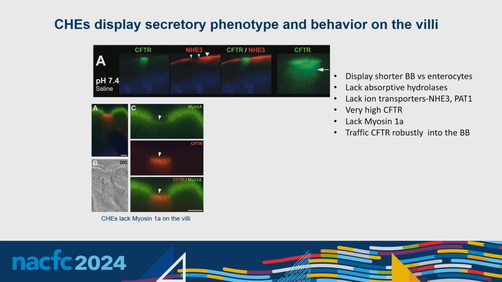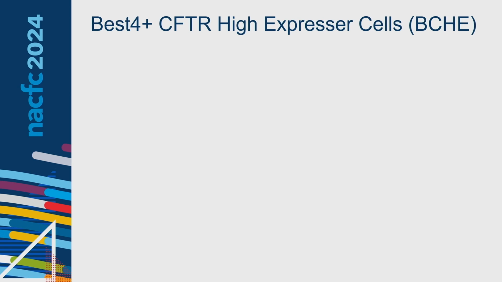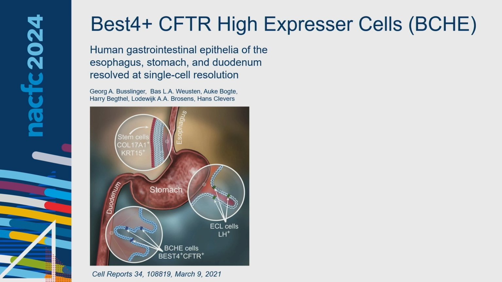But despite the absence of myosin 1A, these cells can traffic CFTR robustly to the brush border following second messenger agonists. So the myosin, or the motor that's responsible for the trafficking of CFTR in these cells, has remained unknown. We had a limited ability to study these cells over the years because of loss of tools, but in 2021, the Clevers group was the first to use single-cell RNA-seq to demonstrate significant heterogeneity of cells in the human intestine.